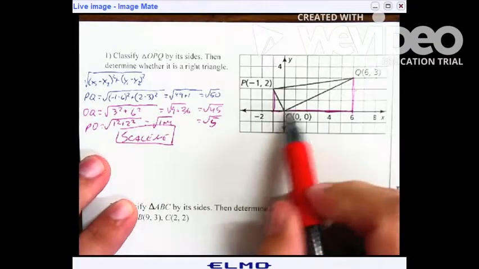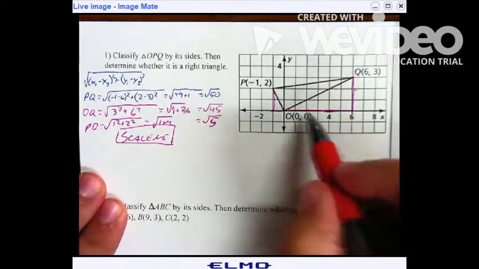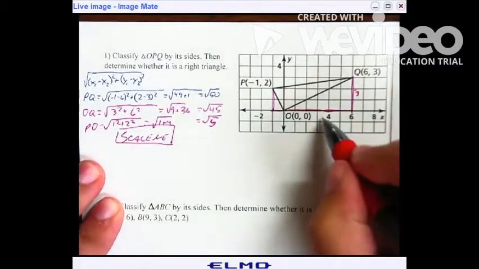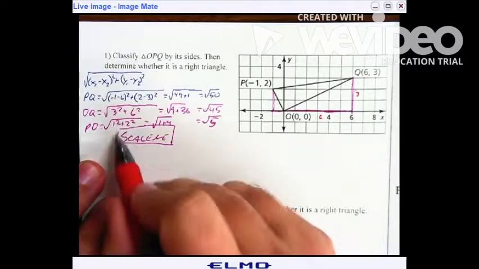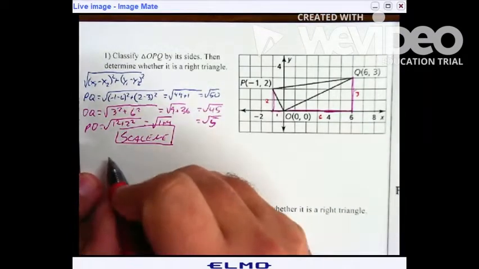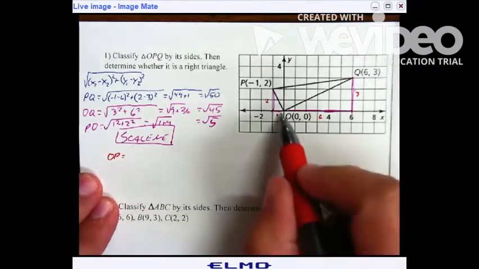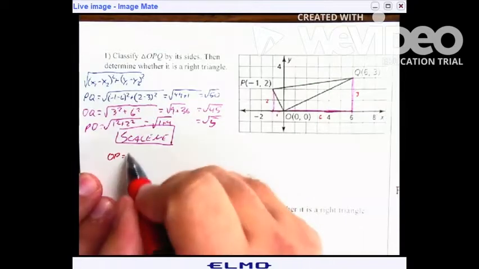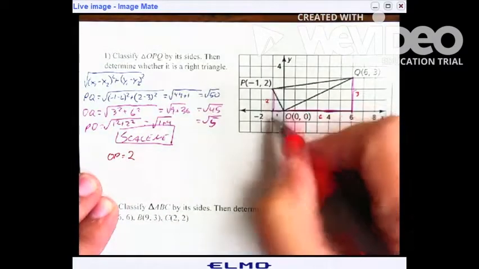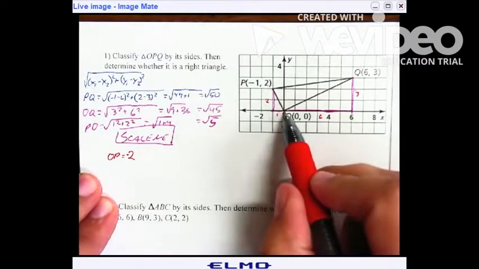So to know if these are perpendicular, we're going to look at the slope. Which is another way of doing this, and the Pythagorean theorem kind of helps us out. Because we already know this is 3 over 6, and this one is over 1 up 2. So let's see, the slope of OP is going to be up 2 over 1. So 2 over 1, that's 2. Oh, wrong way, going this way. Down 2 over 1, negative 2.